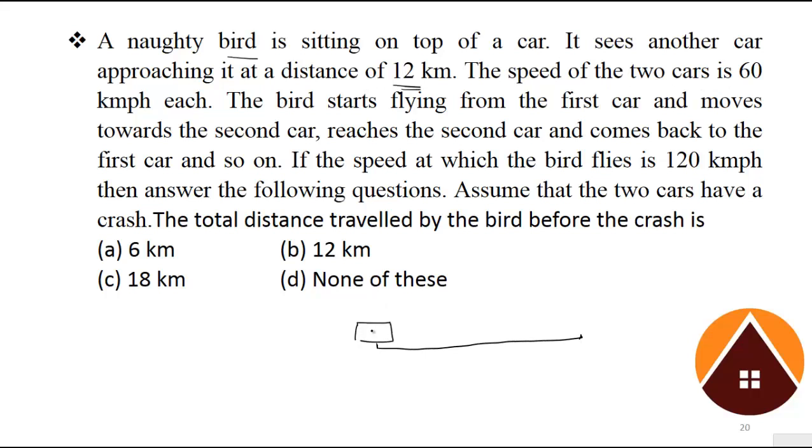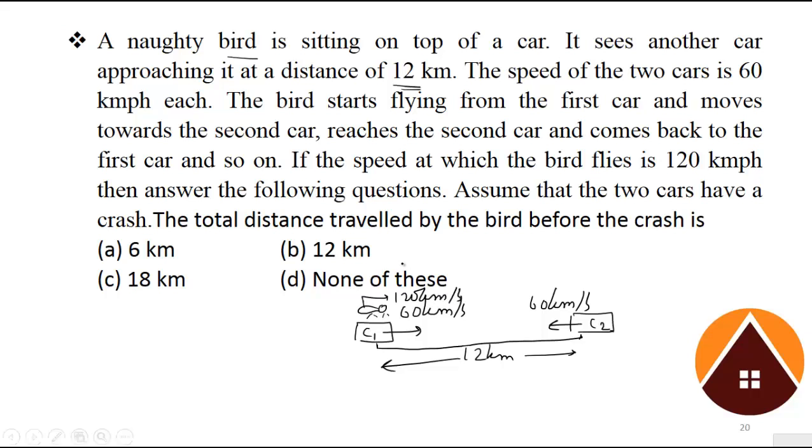there is one car, car 1. There is another car, car 2. Okay, these two cars are moving towards each other at 60 km per hour. This is also 60 km per hour. The distance between them is 12 km. There is a bird who is sitting here and the speed of the bird is given as 120 km per hour. Assume that the two cars have a crash, the total distance traveled by the bird.